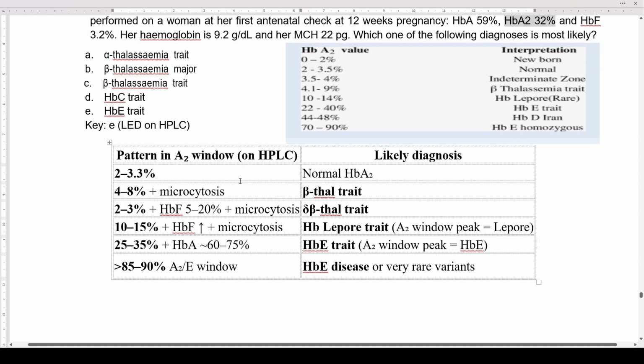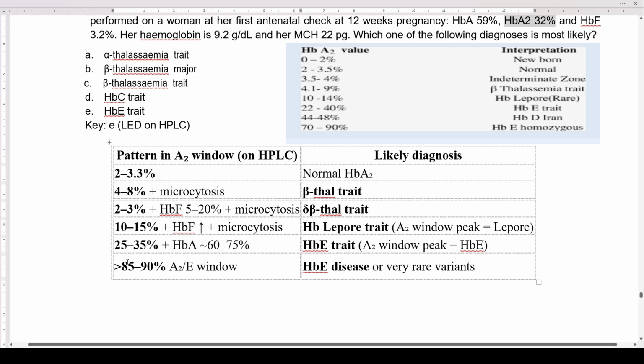The normal HbA2 is 2 to 3.3%. If a patient has microcytosis and HbA2 is 4 to 8%, then it is simply a case of beta thalassemia trait. But if HbF is 5 to 20%, HbA is normal or low, and the patient has microcytosis, then it is a case of delta beta thalassemia trait. If A2 is 10 to 15%, HbF is raised and there is microcytosis, it would be HbLepore trait.